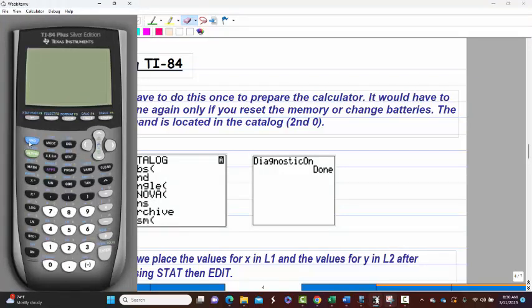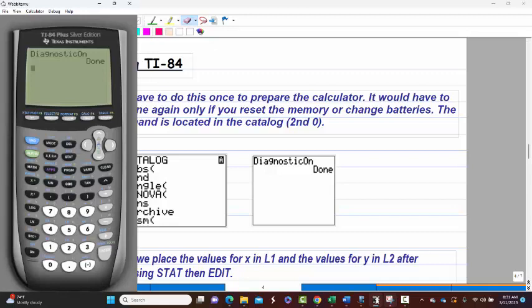You go second 0, which brings up the catalog. And it's diagnostic on we're looking for. Now you can scroll all the way down, but here's a little shortcut. If you go alpha, and then there's the D right there, the green D right next to matrix. You hit that, and it just jumps you to the D's. You could do that if you were looking for a specific function. Okay, I'm looking for diagnostic on. I never care about diagnostic off. I do that, done, and that's it. We've got it ready.